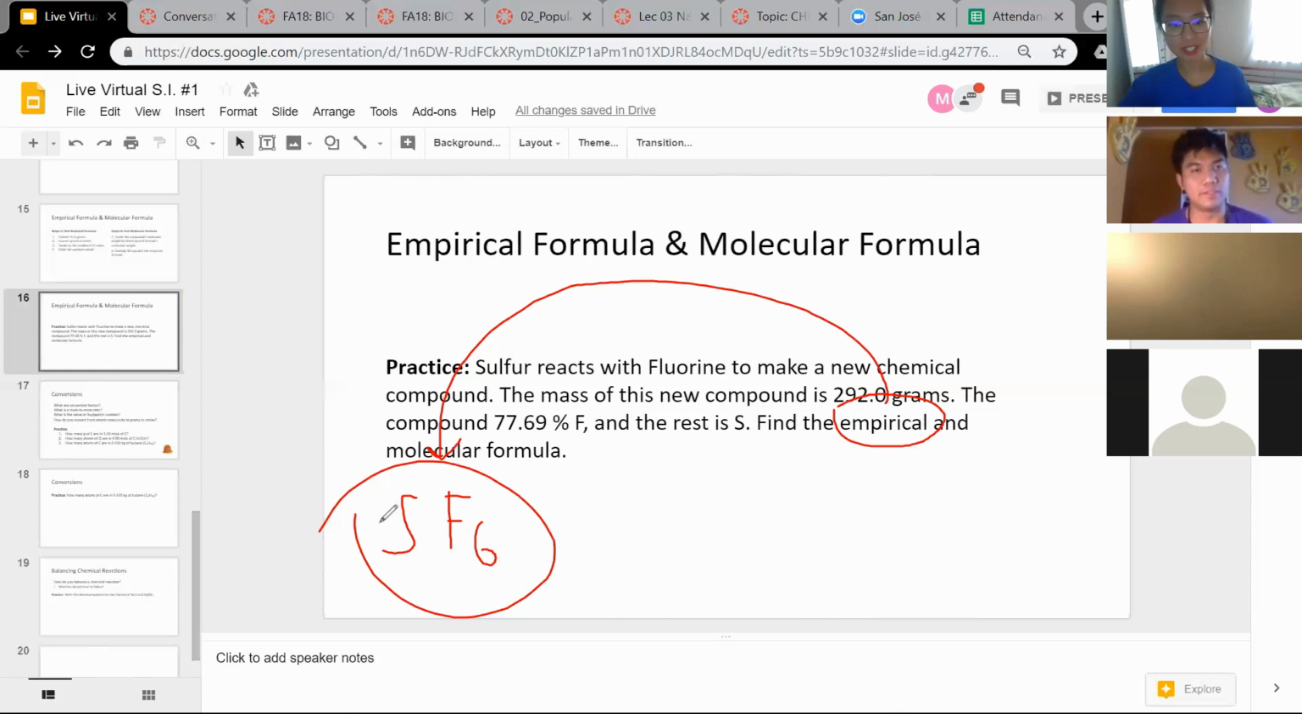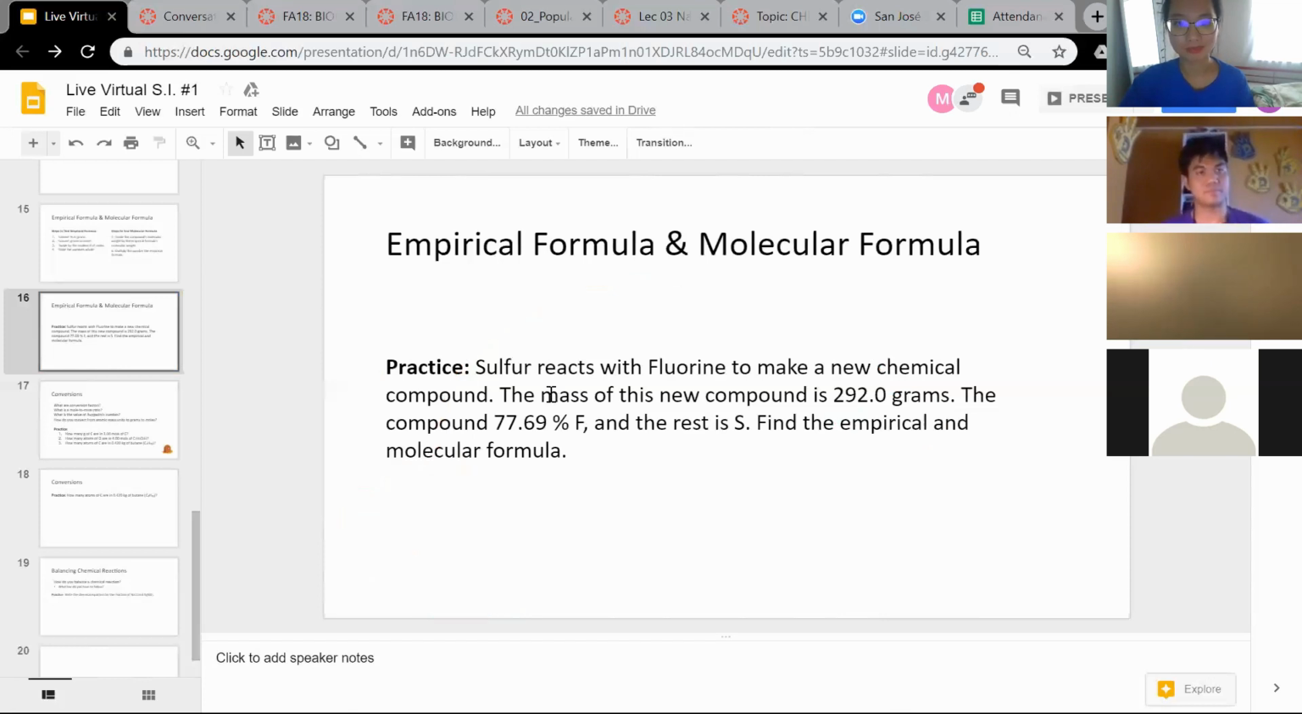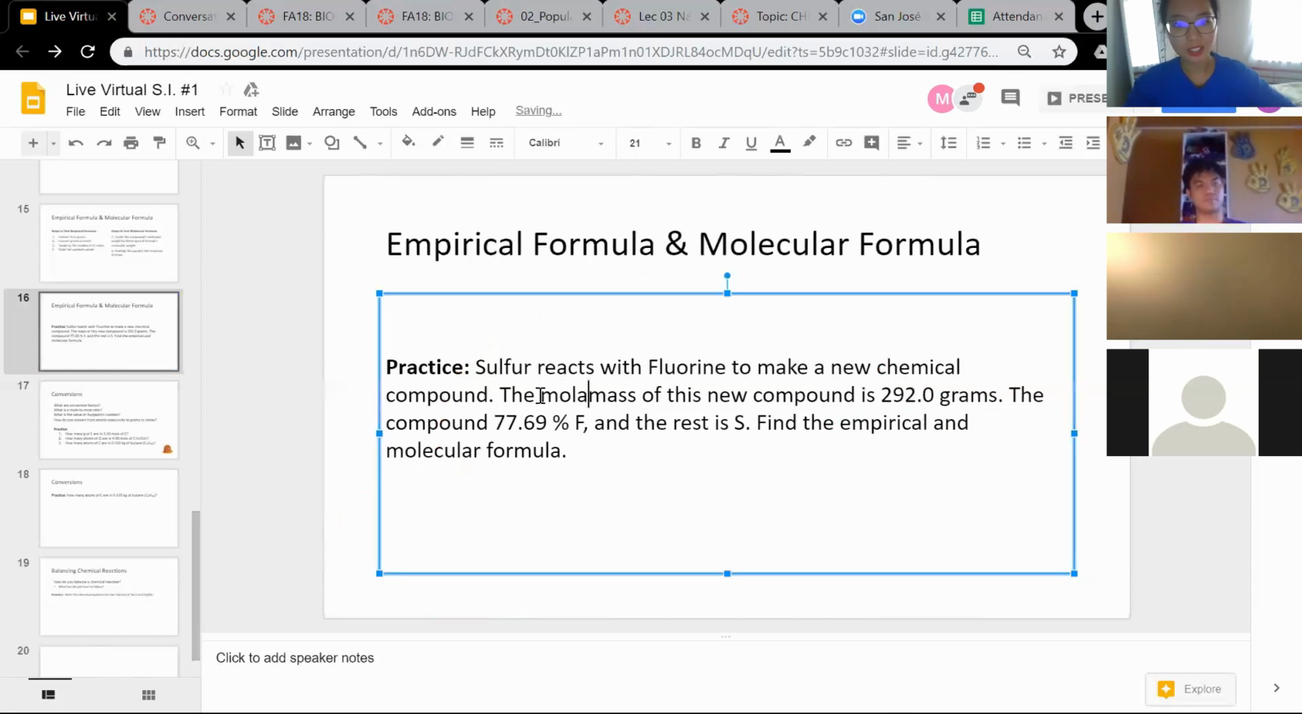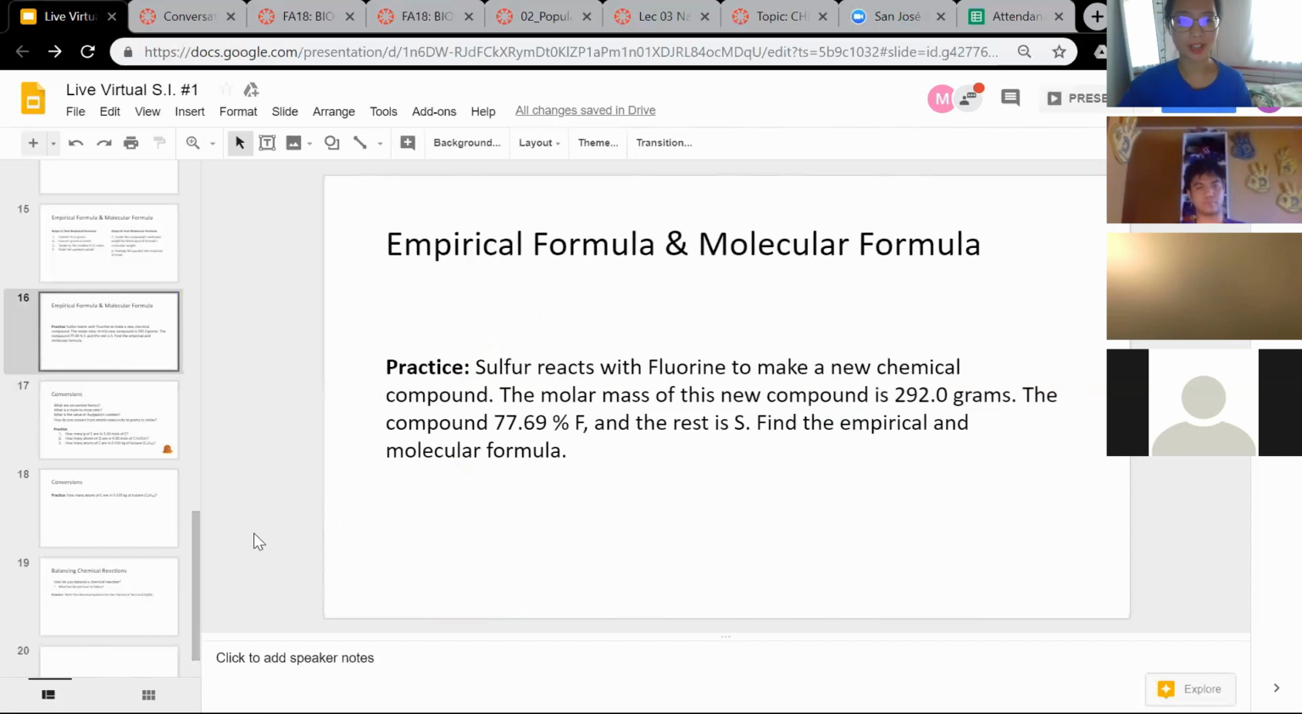Alrighty, so we have our empirical formula. The next thing we need to do is find our molecular formula, because the new compound has a molar mass of 292 grams. However, the molar mass of our empirical formula does not match the molar mass of the new compound. So what do we do?